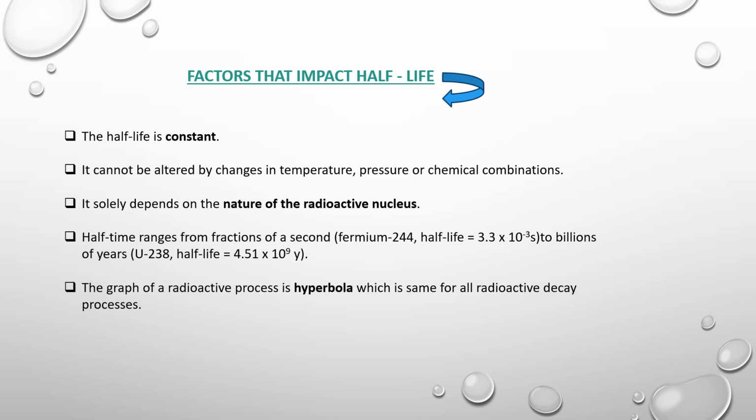Does that impact half-life? The half-life is constant. It cannot be altered by changes in temperature, pressure, or chemical combinations. It solely depends on the nature of the radioactive nucleus. Half-life ranges from fractions of a second, like fermium-244, whose half-life is 3.3 × 10^-3 seconds, to billions of years, like U-238, whose half-life is 4.51 × 10^9 years. The graph of a radioactive process is a hyperbola, which is the same for all radioactive decay processes.